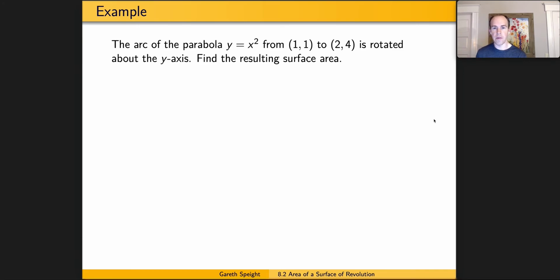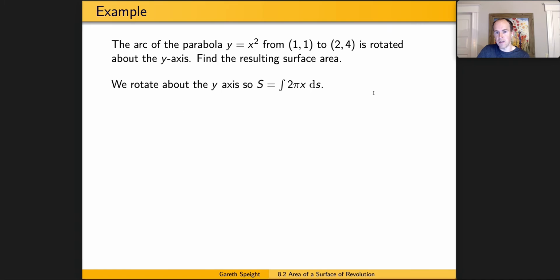So an arc of the parabola y equals x squared from (1, 1) to (2, 4) is rotated about the y-axis now, so that's different from before when we were looking at the problem with the x-axis. And we want to find the resulting surface area. So we look for the two important things we have. y is in terms of x, and we are rotating about the y-axis. So rotating about the y-axis, we start with the integral of 2 pi x ds. And now we have to choose the right formula for ds.